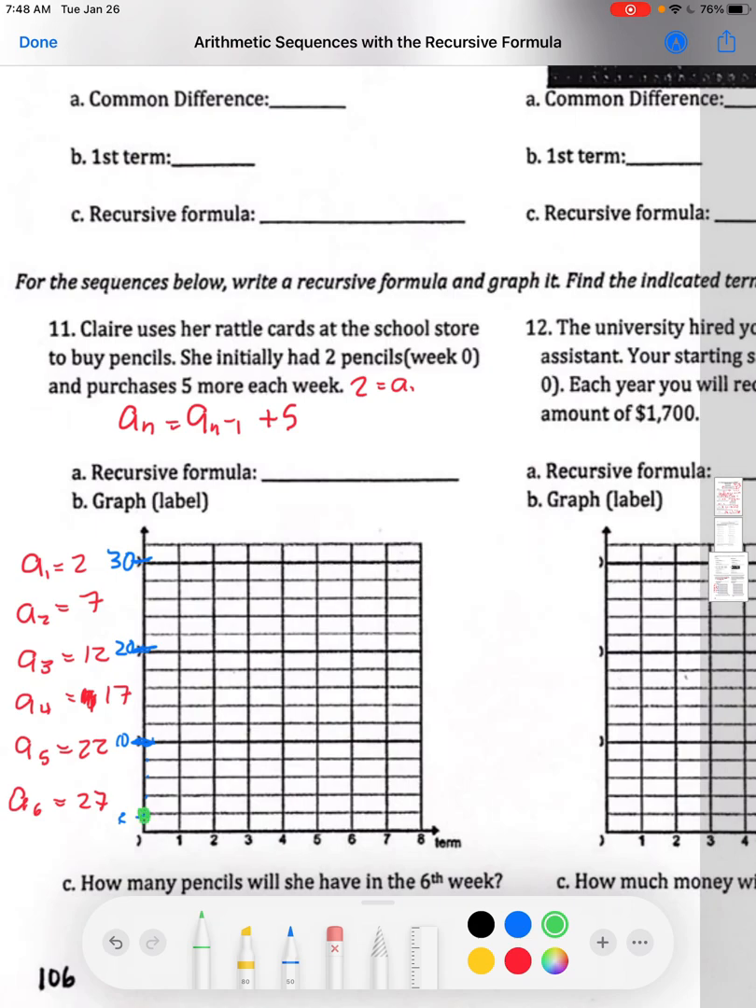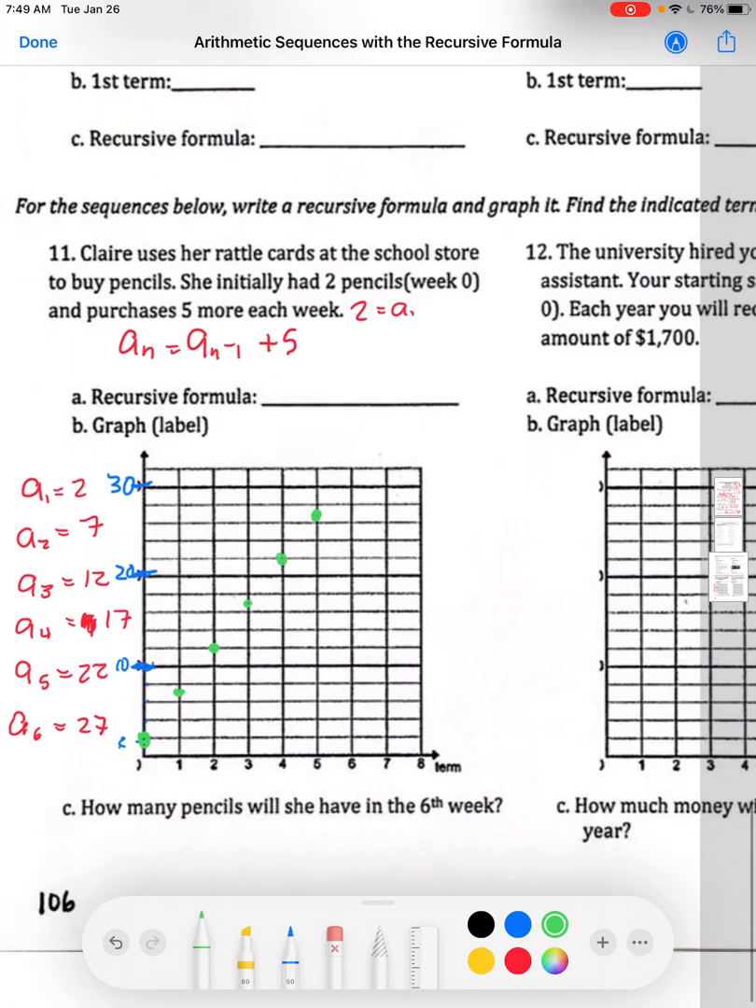And then our next value becomes 7, 12, 17, 22, 27. If we were to answer the last question, how many pencils would she have in her 6th week? It looks like we'd have to go one more, which would be 32 pencils. As always, let me know if you have additional questions.